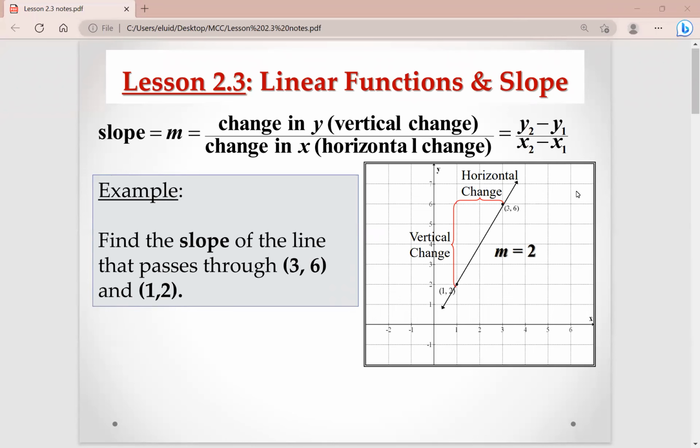Hi, everyone. Welcome to lesson 2.3, linear functions and slope. This is meant to be sort of a review lesson for pre-calculus algebra. Hopefully you've learned about linear functions before, you've graphed lines before, you've learned about slope, and this is meant to be kind of a refresher of those things.